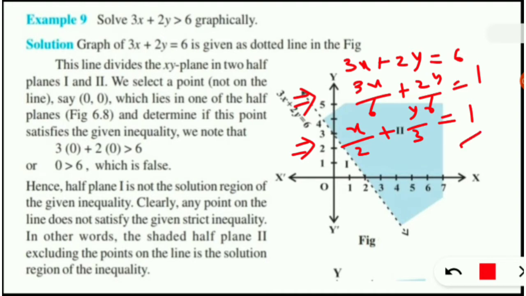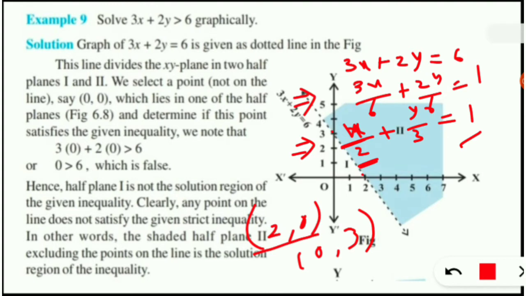That is, the line 3x + 2y = 6 cuts the x-axis at the point (2, 0). Why (2, 0)? Because the denominator here is 2, and this is x, so x by 2, so the line cuts the x-axis at the point (2, 0). Similarly, y by 3, that is, the line cuts the y-axis at the point (0, 3). So this point is (2, 0) and this point is (0, 3). That is, the line passes through the points (2, 0) and (0, 3).